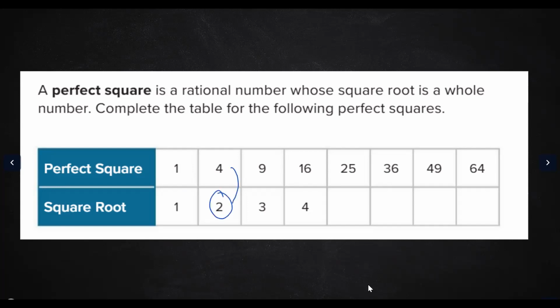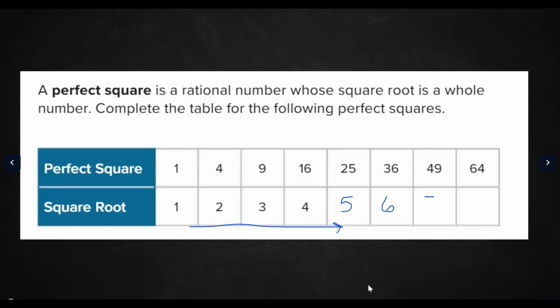2 times 2 is equal to 4. 3 times 3 is equal to 9. 4 times 4 is equal to 16. What number times itself is going to be equal to 25? Okay, so this is easy. 5 times 5 is 25. What about 36? What number multiplied by itself is 36? Well, if we follow the pattern, you'll know it's 6. 6 times 6 is 36.